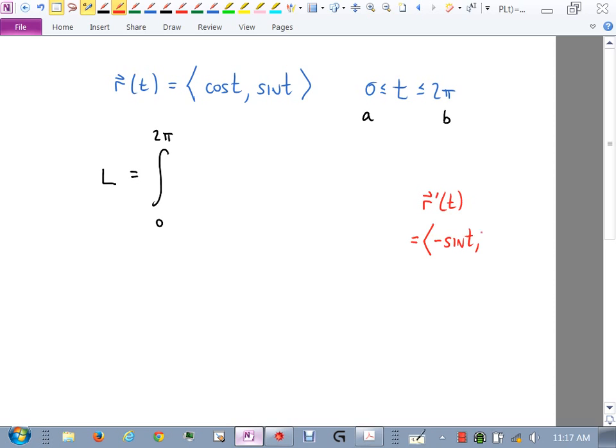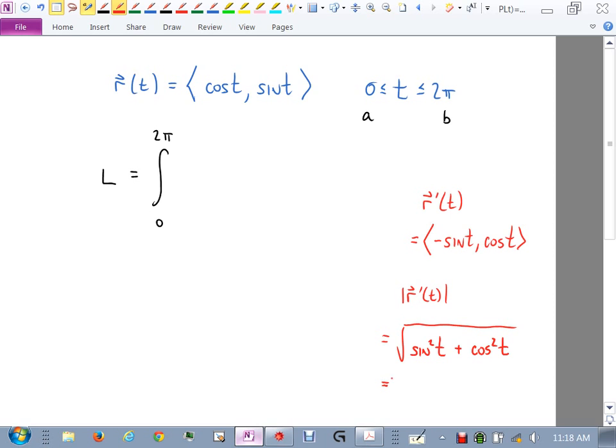Negative sine t, cosine t. Okay, what's the magnitude of the derivative? So what's its length? Square root of each of those squared, each of the component functions squared. So when you square the negative sine t, you just get sine squared t. The negative doesn't matter. When you square cosine, you get cosine squared t. And how about that? That's just 1, isn't it?